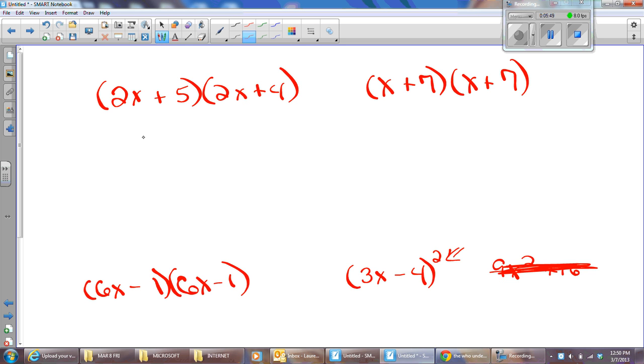Here we go, super speed foiling. If you don't want to see my solutions, pause the video, last chance. 4x squared, let me see, 10 and 18x plus 20. Okay, and this will be x squared.